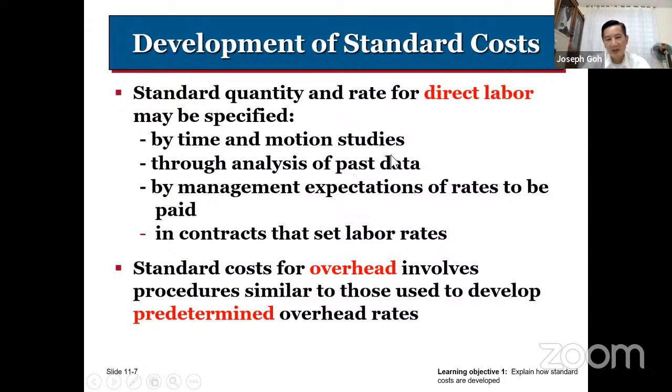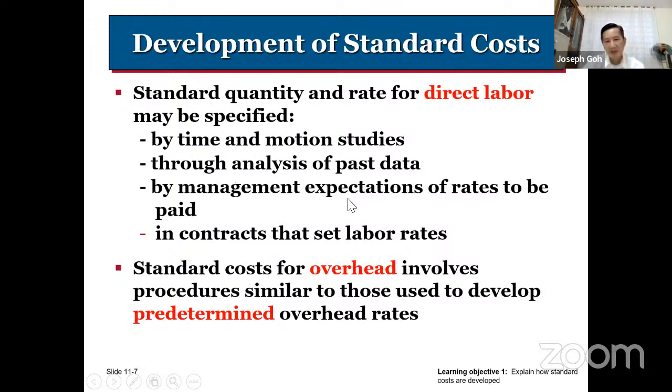By time and motion study, as usual, to produce a product, we must know how many minutes or how much time we need to spend in order to make this product into a finished good, through analysis of past data. Past data is always one of the references when we do standard costing, because we know the behavior of the past data, whether this number of hours required will change or move too much or not. And also we need to take into consideration any changes or external factors that will affect the performance or the production of this product.